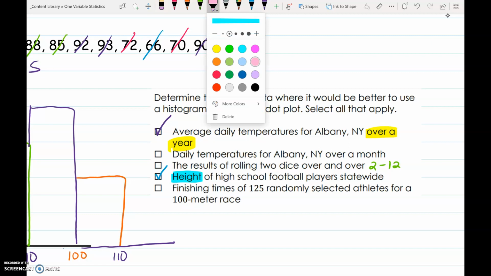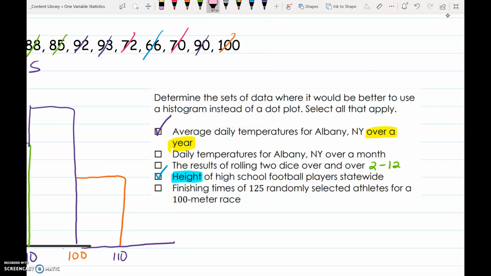What jumps out at you? I'm imagining some of you are like, well, it's 125. That's a lot of data. That's definitely a histogram. That's true. However, it's also time, again, which is a measurement. Think about it, for anybody who ran track, they are clocking you in not just seconds, but out to the nearest hundredth or thousandth. So yeah, that's definitely going to use a histogram.